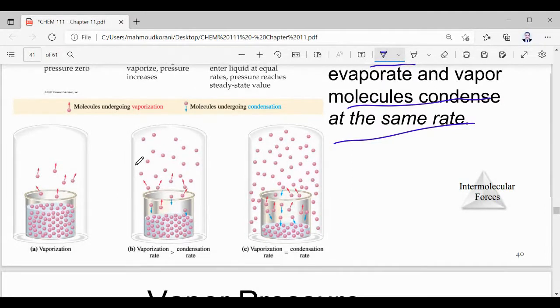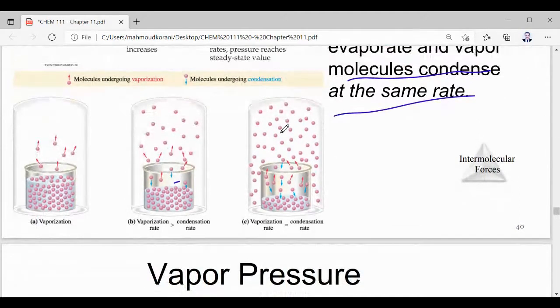You have only evaporation at first. At some time you have two rates, the rate of vaporization and the rate of condensation, the blue arrows, which is small. At some point you reach the dynamical equilibrium between the rate of vaporization, the red arrows, and the rate of condensation, the blue arrows. At that point the pressure here is constant. It reaches a steady state. It's constant, so it's the vapor pressure. The rate of vaporization equals the rate of condensation here, and there the rate of vaporization is greater than the rate of condensation. You have only the rate of vaporization.